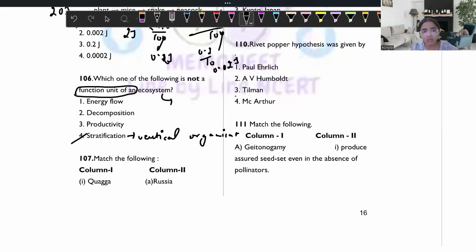Rest all options are correct, which is energy flow. Yes, in an ecosystem, energy flow occurs from level 1 to 2 to 3. Understood? That is why it is a functional unit. Decomposition of the organisms occurs. Yes, it is a functional unit. Productivity refers to net primary productivity and gross primary productivity. That is the amount of energy captured and stored through photosynthesis by plants or autotrophs. Understood? So question 106 has answer 4.